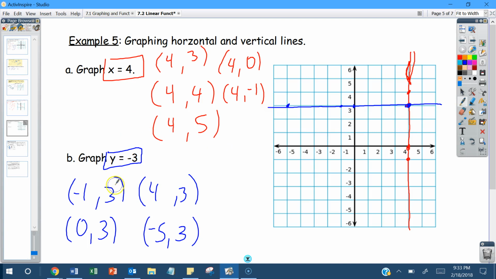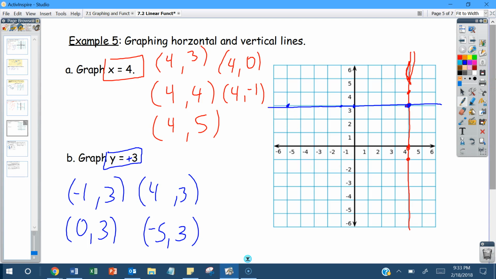So when I have an equation that looks like y equals a number, and that's it, it's a horizontal line, because all the y-coordinates are 3. Oh, I'm sorry, I said -3. Let's just make that +3. I'm cheating. Okay, so y is equal to 3. So that's that line right there.